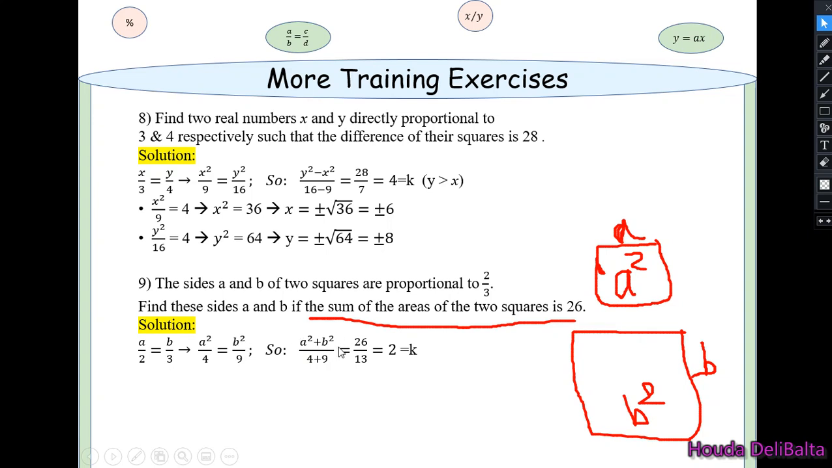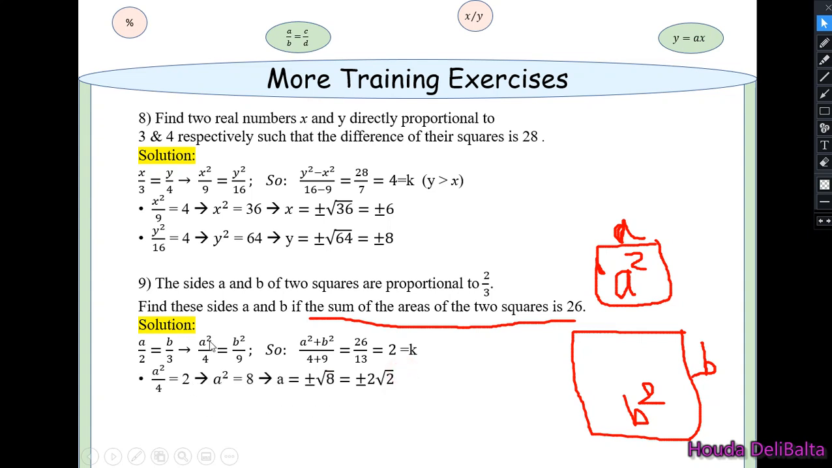That's the sum of the areas as you see here. And I add the denominators also. 4 plus 9. A squared plus b squared is given by 26. The sum of the areas is 26. And the sum of the denominators, as you see here, is 13. 26 by 13 is 2. Now I need to find the sides.